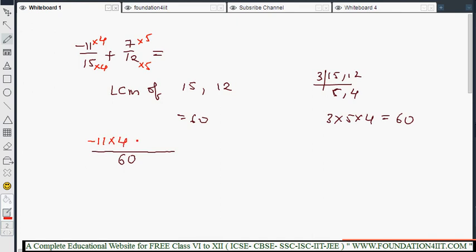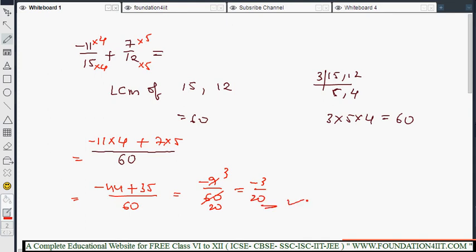Minus 11 into 4 plus, next in the 12 table, 5 into 7, that is 7 into 5. So instead of taking an extra step, you can do it directly. Now minus 11 into 4 is minus 44, and 7 5s are 35, by 60. So minus 44 plus 35 is minus 9, because 44 is the bigger number. Minus 9 by 60. This we can cut into simplest form. If you are familiar with cancellations, you can do it directly. You can do the 3 table, I can cancel. 3 3s are 9, 3 20s are 60. So minus 3 by 20 is the value or sum of minus 11 by 15 and 7 by 12.